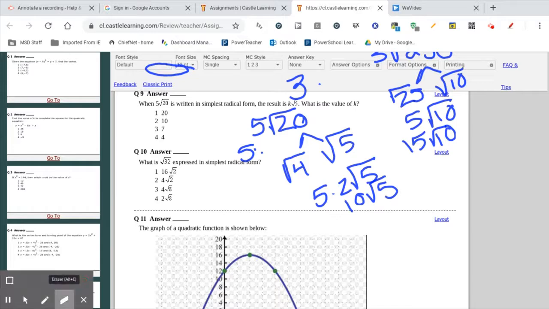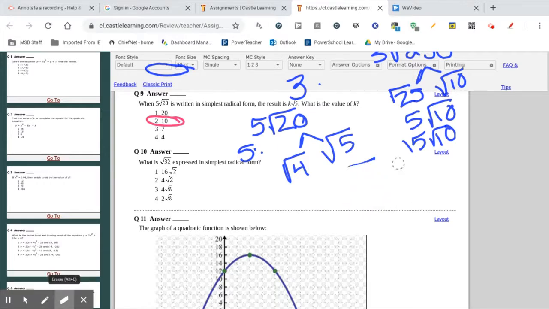K is on the outside over here. You can see it's on that outside. So the number on the outside is 10. So that means k is 10. Okay, again, I have to erase what we just did. That's a little annoying, sorry, but we need more room.